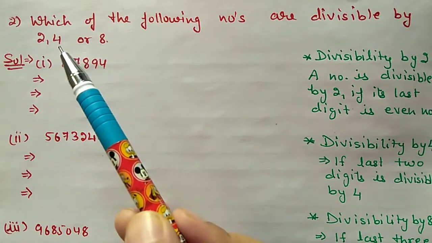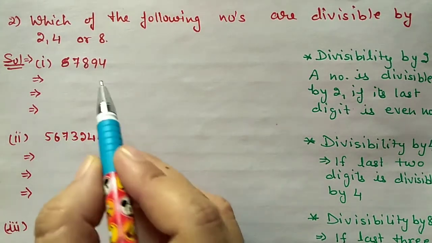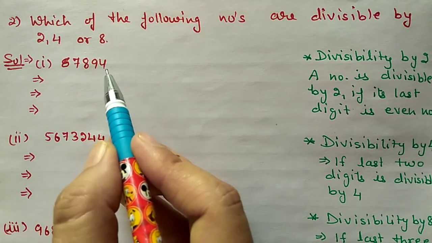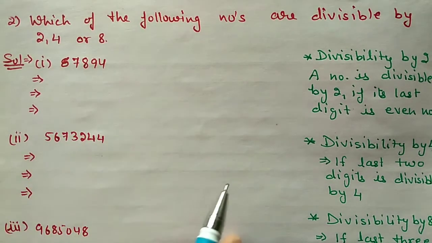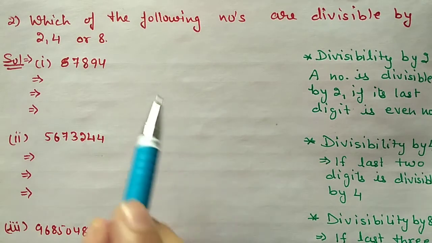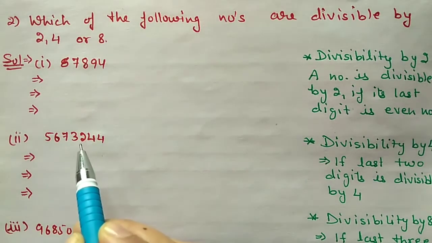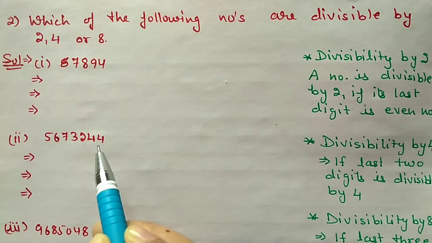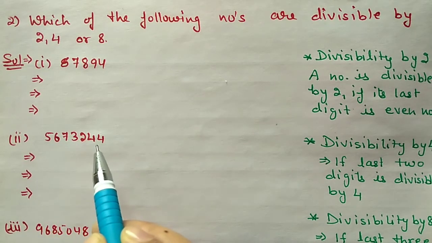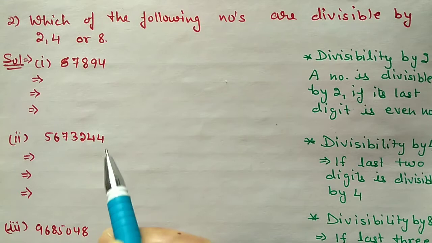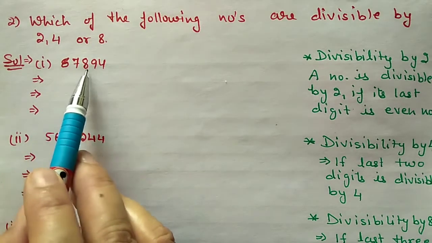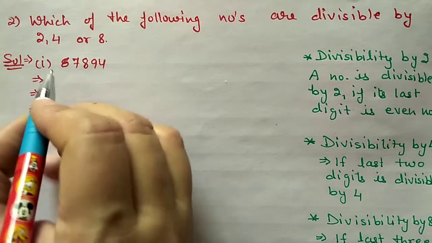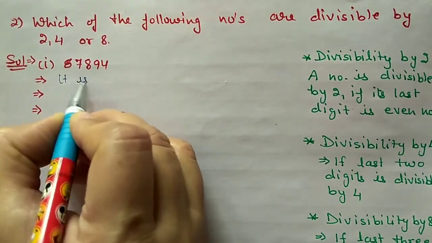To check divisibility by 4, we have to see the last 2 digits. If the last 2 digits are divisible by 4, then the whole number will be divisible by 4. And for 8 we have to check the last 3 digits. If they are divisible by 8, then the total number will be divisible by 8. So the first number we have is 67894. Because the last digit is even, we can write it is divisible by 2.